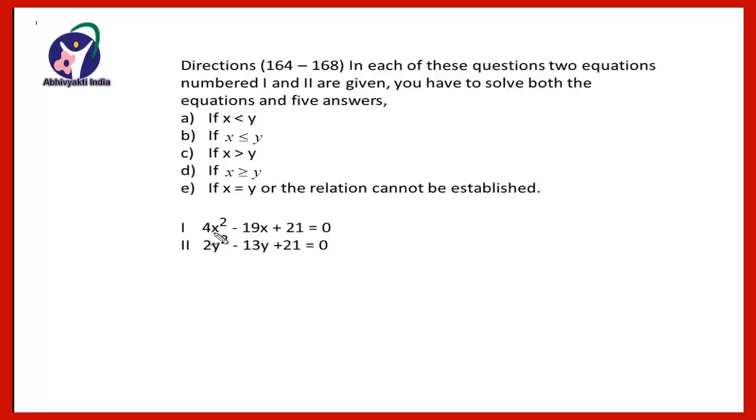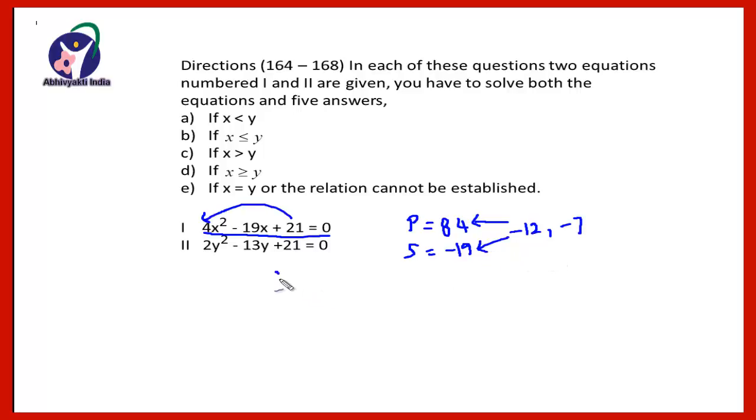Now the next is 4x square minus 19x plus 21 is equal to 0. Multiply 21 and 4. So the product should be 84 and the sum should be minus 19. So search for the two numbers whose product is 84 and sum is minus 19. Then those two numbers will be minus 12 and minus 7. So the product is 84 and the sum is minus 19.